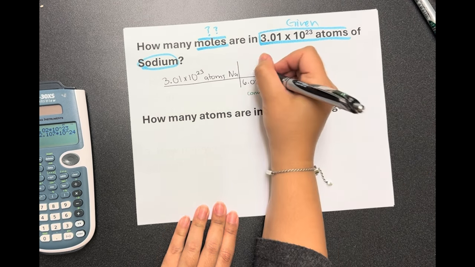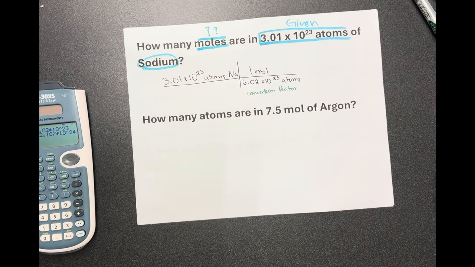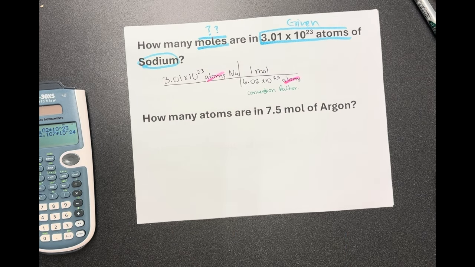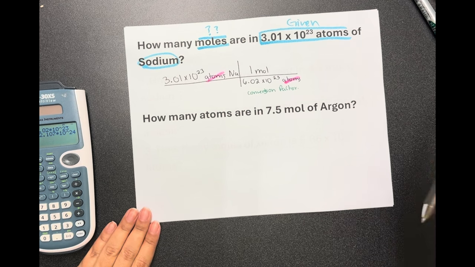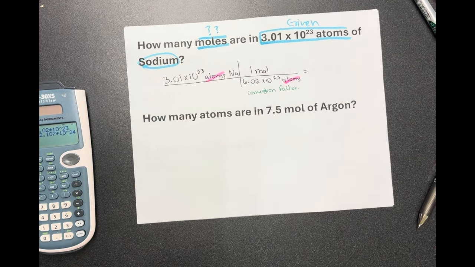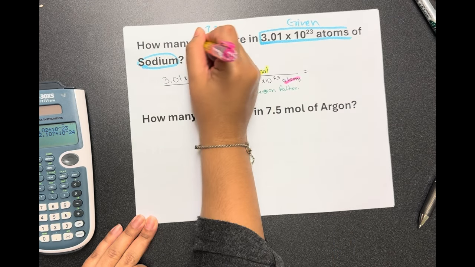Okay, so in the bottom, I'm going to write 6.02 times 10 to the 23 atoms. On the top, I'm going to write 1 mole. And again, the reason that I want this is because I want the unit atoms and atoms to cancel each other out. And the only way to cancel out a unit is to divide by that unit. I'm going to put equals because the only unit that's left uncrossed is moles, which is what the question is asking me to find.